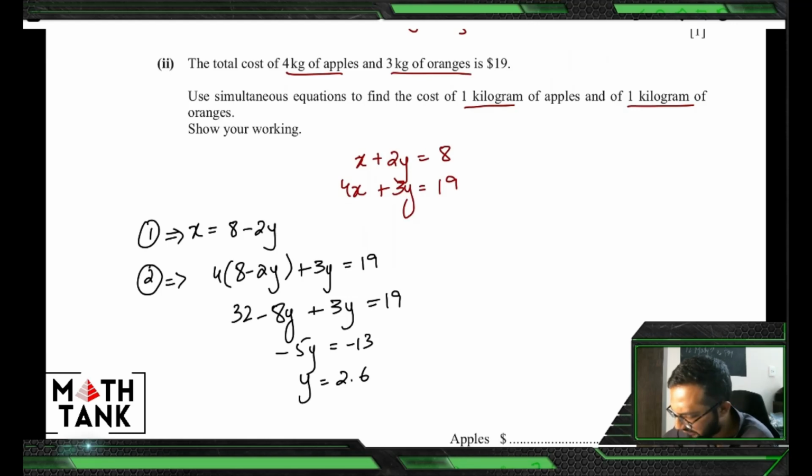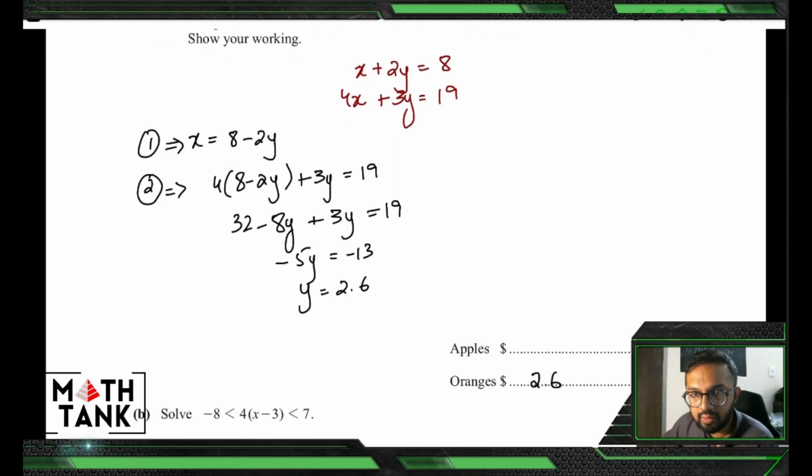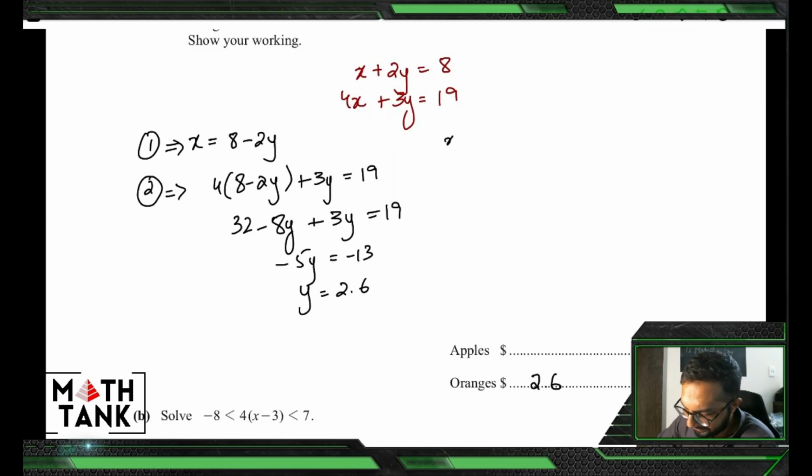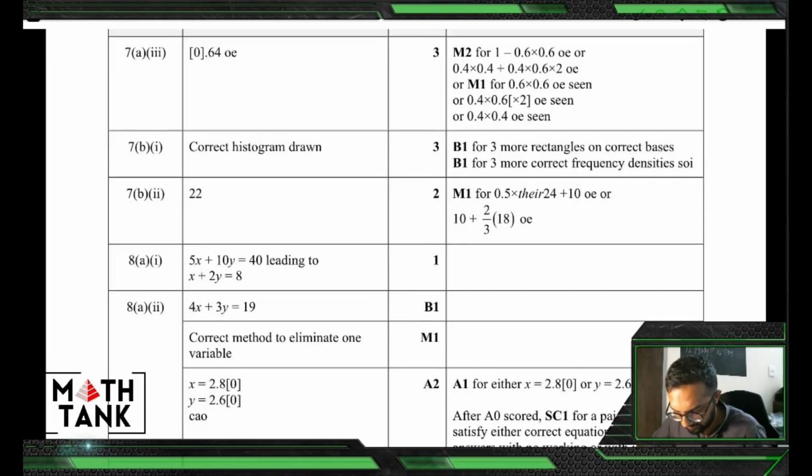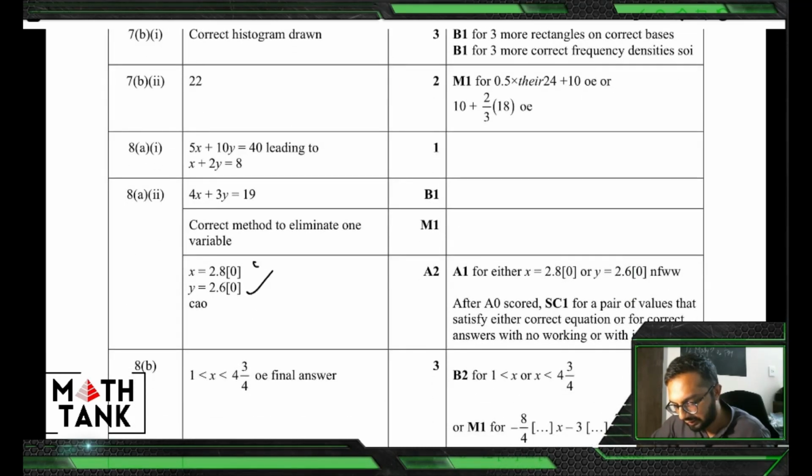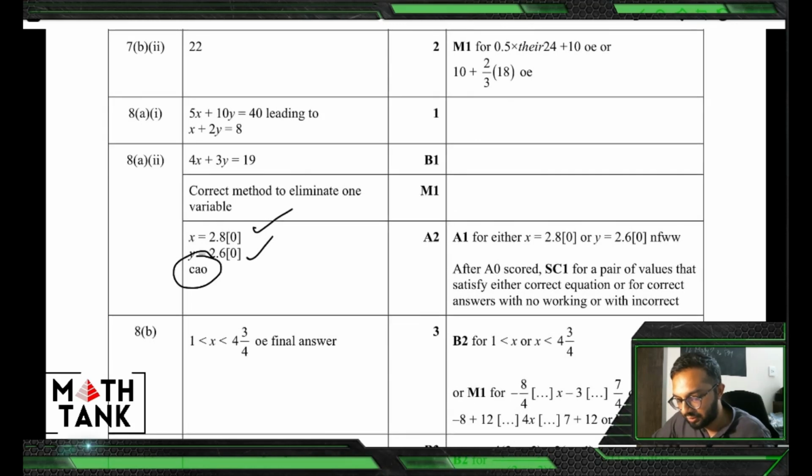That's oranges, so 2.6. For x, it's 8 minus 2 times 2.6. 5.2, 8 minus 5.2 gives me 2.8. I will have to check these answers just to make sure that I've not made a silly mistake. Yeah, those are the correct answers. When it says CAO, it means correct answer only.